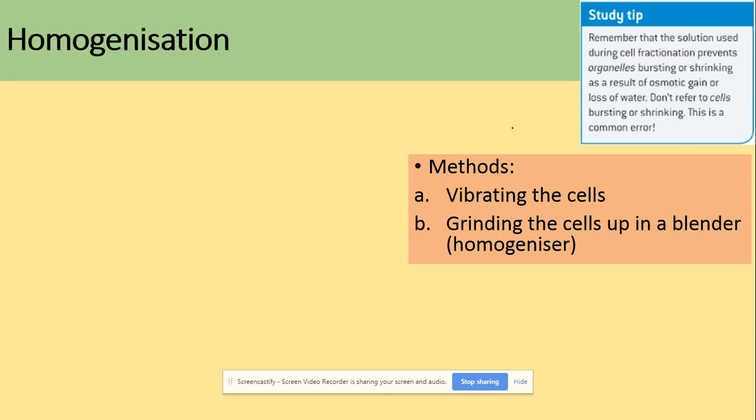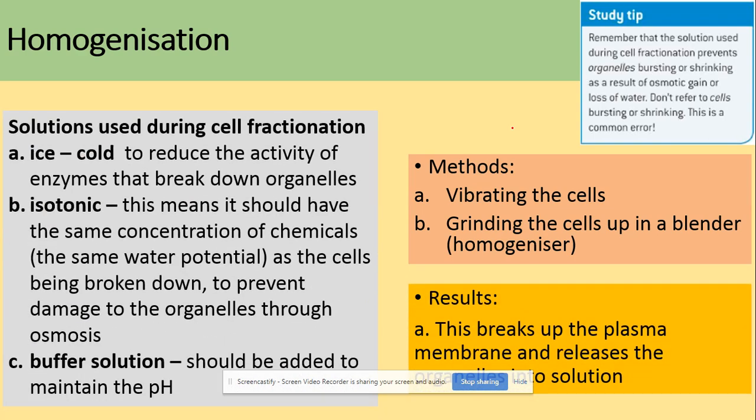So homogenization then, it's the process where we need to use the ice cold buffered solution. Why? So ice cold to reduce the enzymes activity that break, and here it's that linking. Don't just say reduce enzymes activity, refer to the question. So prevent the breakdown of, for example, mitochondria.